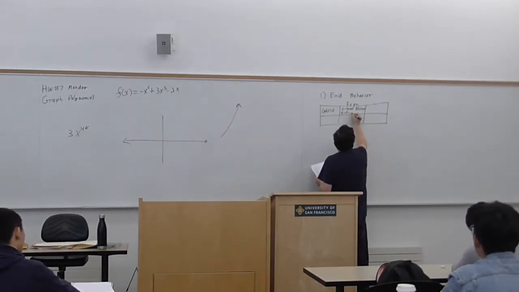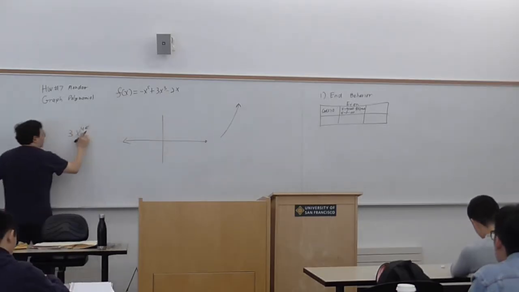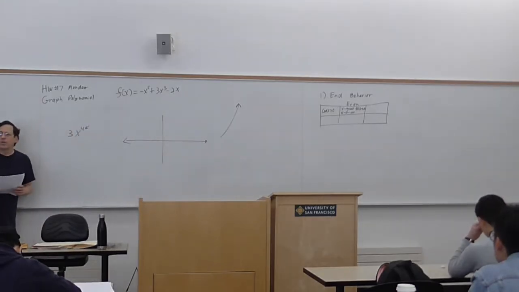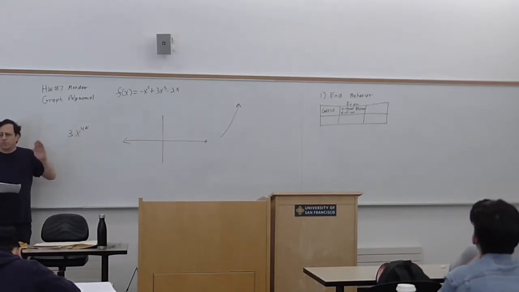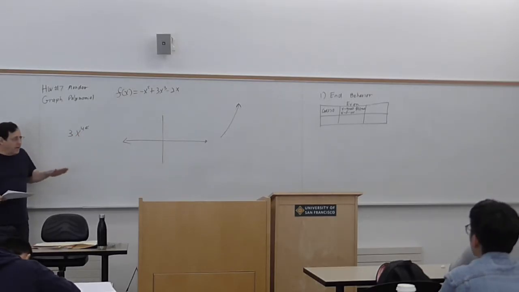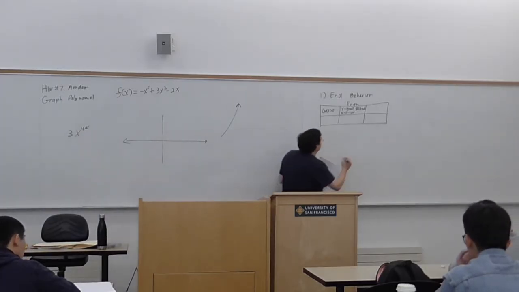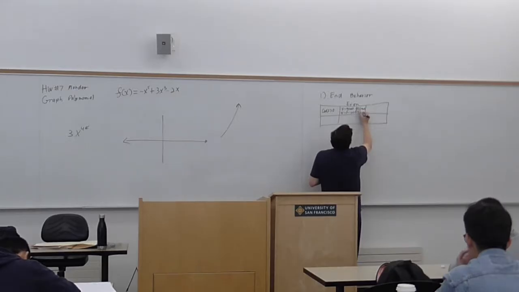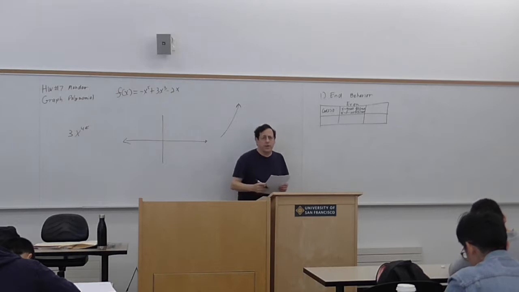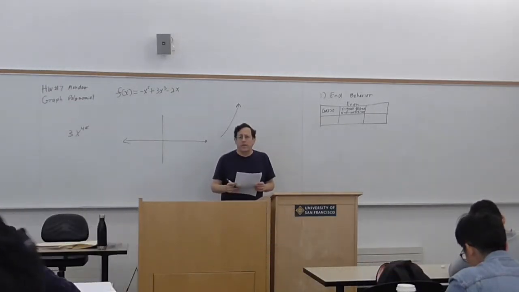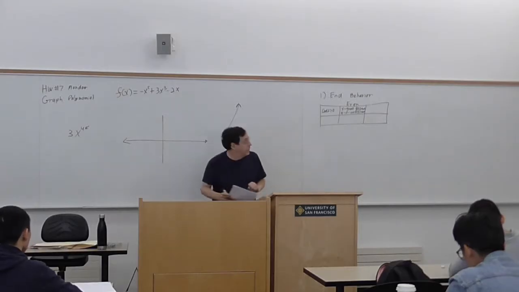As x goes to negative infinity, that is, I put a very large negative number in here, what happens? Well, it's even, right? So the negatives cancel. And it again gets very positive. So again, the function will go to infinity. Okay. That's for an even exponent.